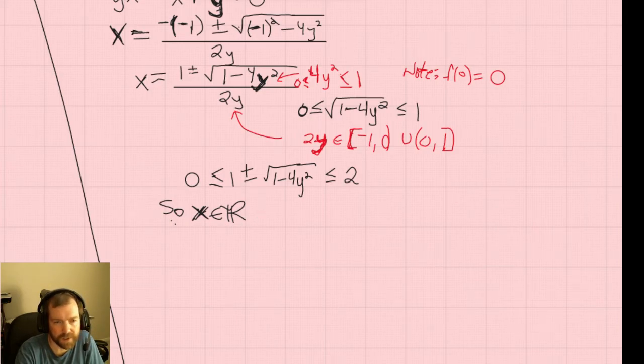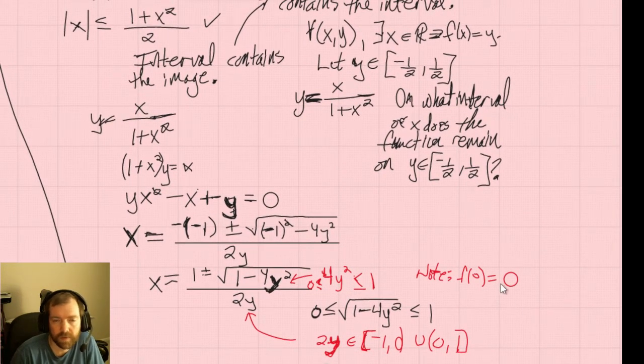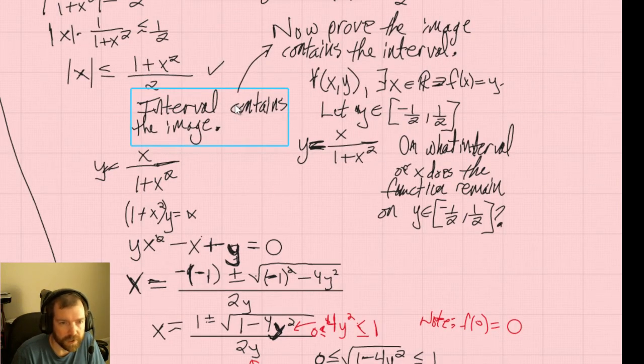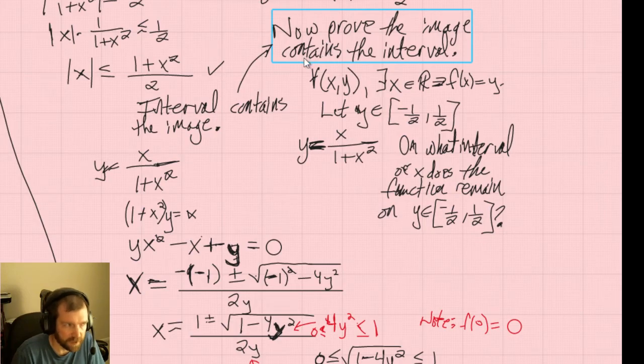Alright, so that's going to tell us that the image is going to contain the interval that we had. And since the interval contains the image and the image contains the interval, now we've proven that they're the same thing. So the image and the interval are the same.